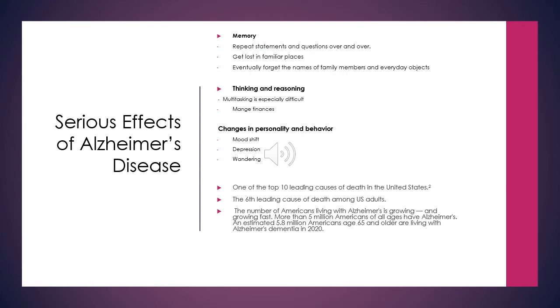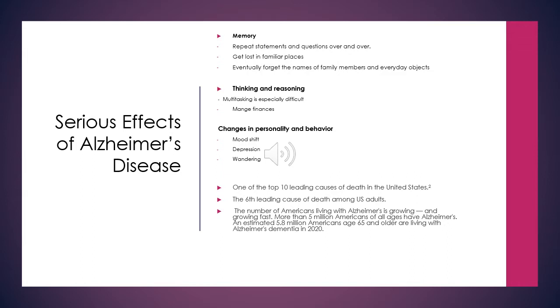Hi, today I'm going to be talking to you guys about some serious effects of Alzheimer's disease. Alzheimer's disease is a degenerating brain disorder that kills your brain cells and deteriorates them to the point that you won't be able to remember your daily tasks. Your memory basically falls off, and your thinking and reasoning as well.